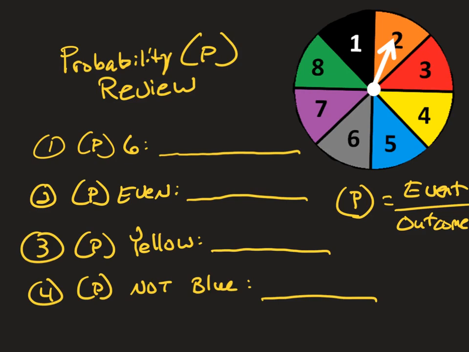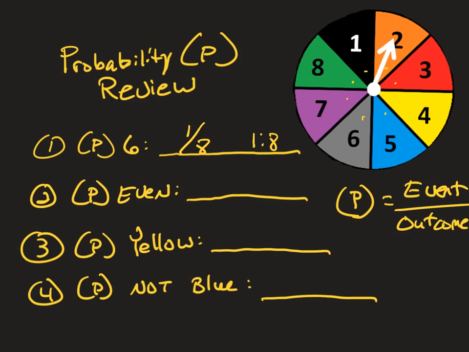So the spinner is the white arrow, and if I would spin it, it would randomly end up on any of the triangles. So question 1 says, what's the probability of a 6? The 6 is the event. So there is one 6 on the spinner, and the outcomes are all the possibilities. So I would see 1, 2, 3, 4, 5, 6, 7, 8 outcomes. So the probability of getting a 6 would be 1 over 8. Or if you're writing it as a ratio, 1 to 8.